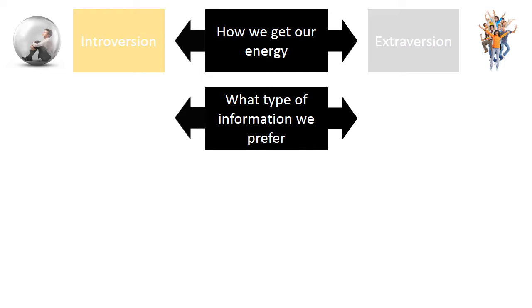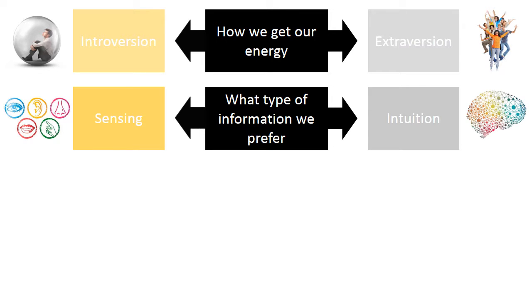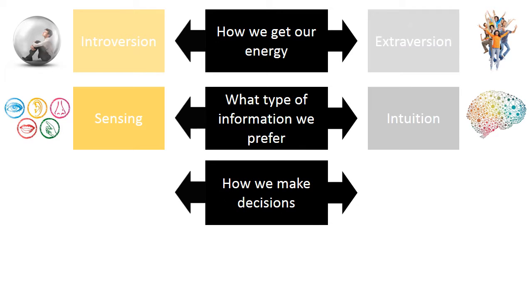The next dimension is what type of information we prefer. There are people that are sensors, they're sensing, and so they prefer information from the outside world. They prefer things that they can touch and taste and smell and see. Intuition is when you prefer information from internal information, so your gut feeling, your reasoning, your logic.